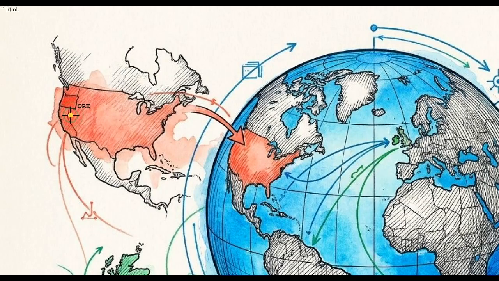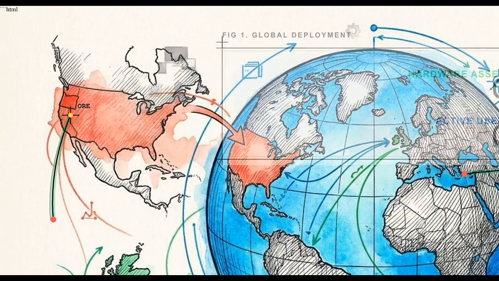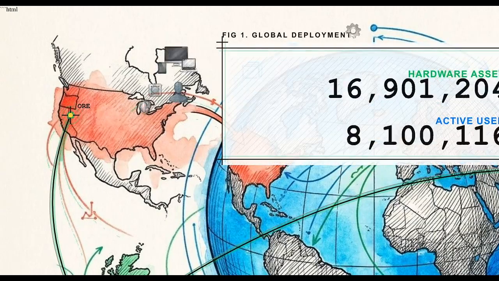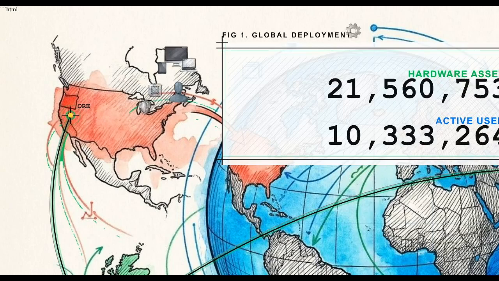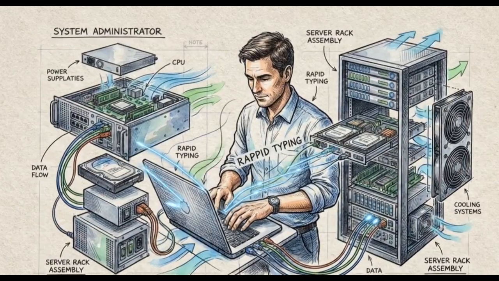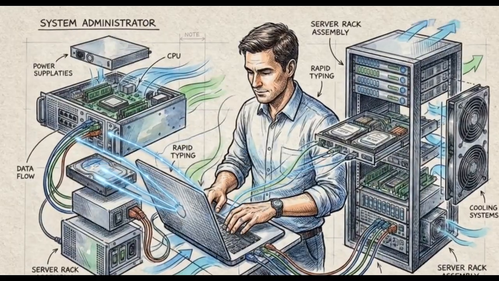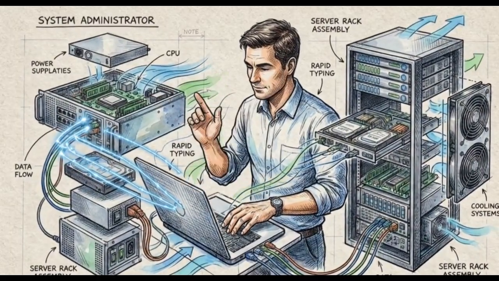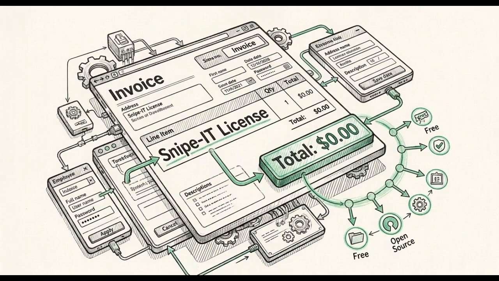Snipe-IT is an open-source asset management platform currently tracking over 21.7 million assets for 10.4 million users worldwide. It offers a massive suite of enterprise-grade features, but with a unique business model. If your internal IT team has the technical skill to install and maintain the software on your own servers, the platform is 100% free forever.